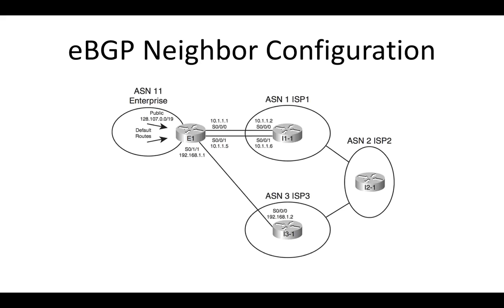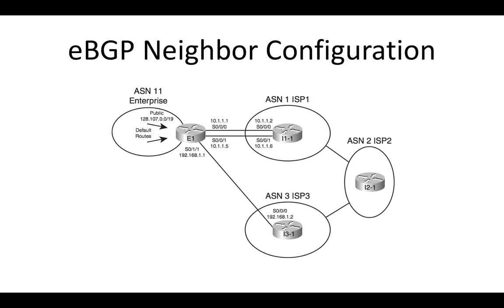So what that means is if the enterprise wants to talk to a customer on ASN3, and that customer only exists on ASN3, ASN3 will be able to push an update or a route over to our enterprise. Everything else that's not specifically local to that ISP3 is going to come in from ISP1.